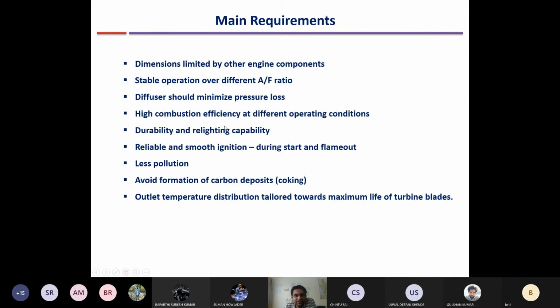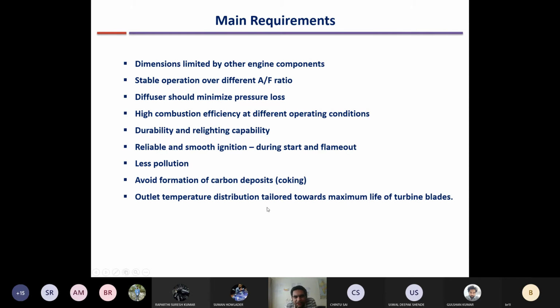Durability and relighting capability, as I was mentioning: if the flame just goes out, we have to reignite. There should be reliable and smooth ignition during starting and flame out. Less pollution should be there. We should avoid the formation of carbon deposits, like soot particles. This is generally not formed because of the very high air-fuel ratio. All the carbon tends to get oxidized because so much oxygen is available. So chances of forming are less, but still it is a design parameter.